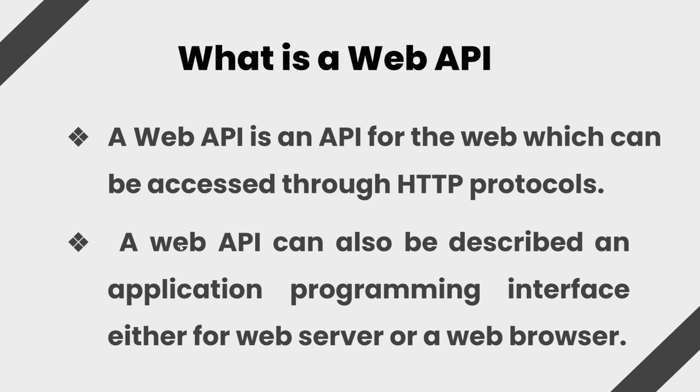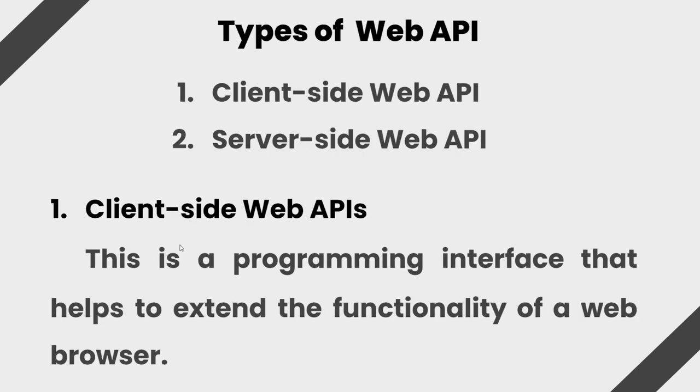So what this means is that a web API can either be described for a web browser or a web server. And so this means that a web server has an API and a web browser also has an API. So this brings us to the next section, which is types of web APIs. And as you can see, we have two types of web APIs: the client side web API and the server side web APIs.